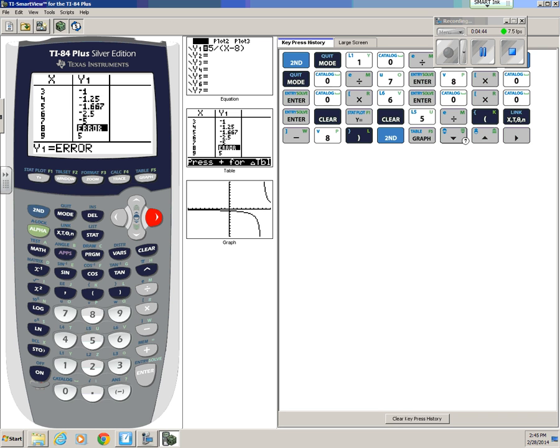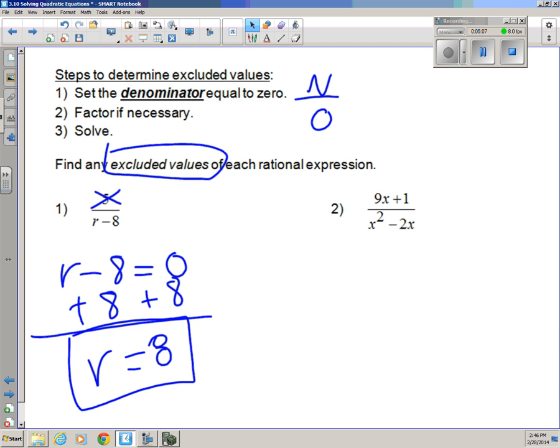It doesn't work. But any other x values, whether I keep going down on positives, whether I keep going up and I hit some negative numbers, there's always going to be an answer. It might not be a pretty answer, but there's an answer. The only time it doesn't work is if my denominator, if the value for r is 8, I can never divide by 0 because 8 minus 8 is 0, and I get an error message.